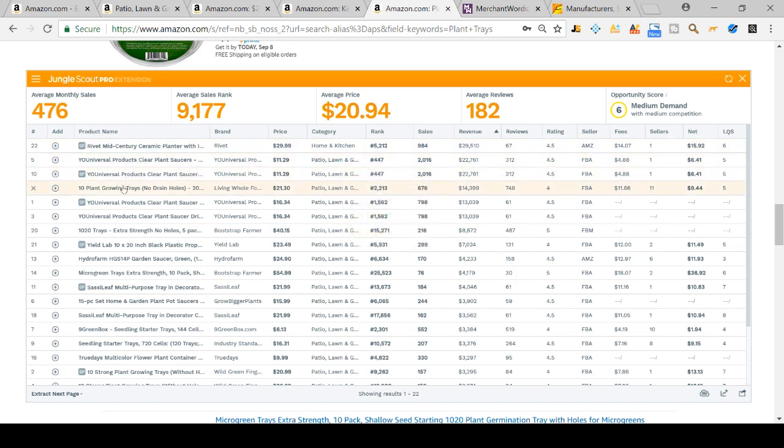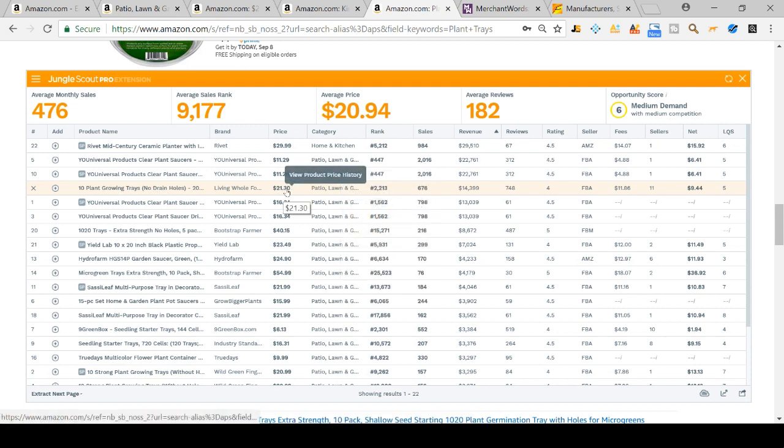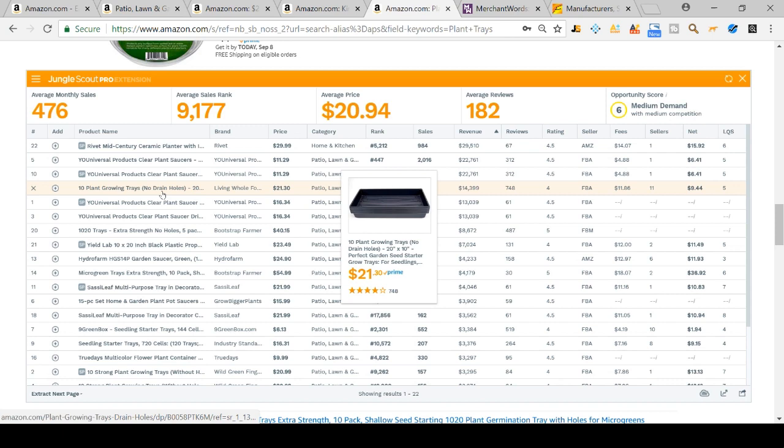So, okay, let's go down. Yeah, this was the list that we saw. 10 plant growing trays, no drain holes. It's selling for 21.30 and it's doing 14,000. So it has 748 reviews. The rating is 4 and it's fulfilled by Amazon. So we can consider something like this.